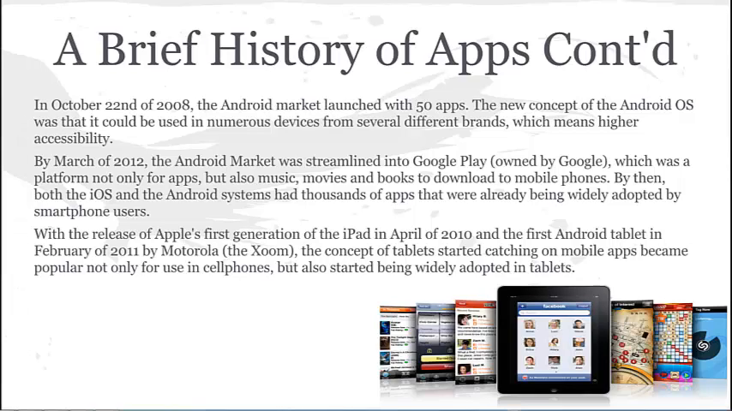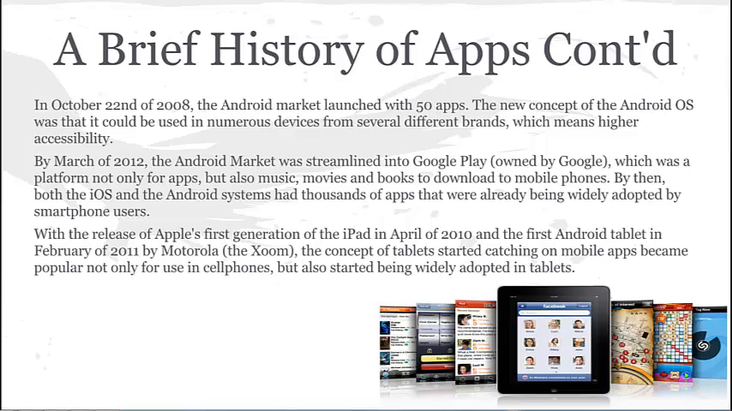On October 22nd of 2008, the Android market was finally launched, with only 50 apps. The new concept of the Android OS was that it could be used in numerous devices from several different brands, which meant higher accessibility. By March of 2012, the Android market was streamlined into Google Play, owned by Google, which was a platform not only for apps but also for music, movies, and books to download to mobile phones.